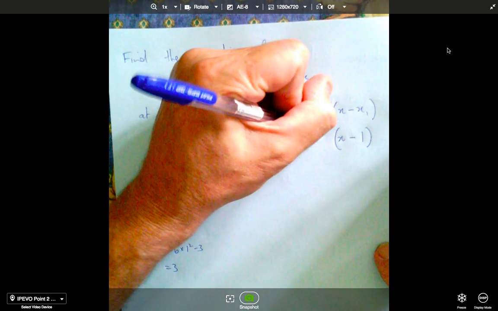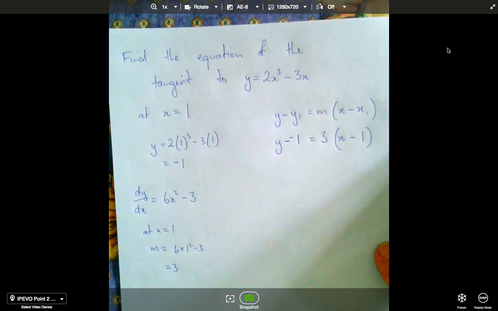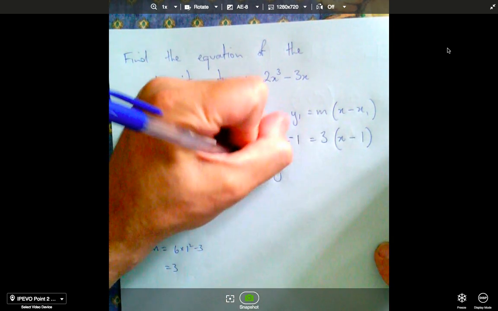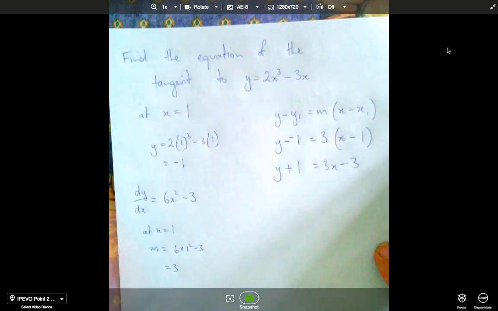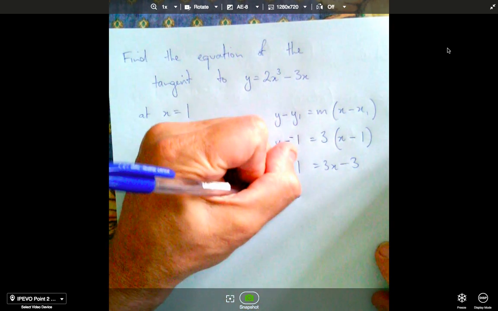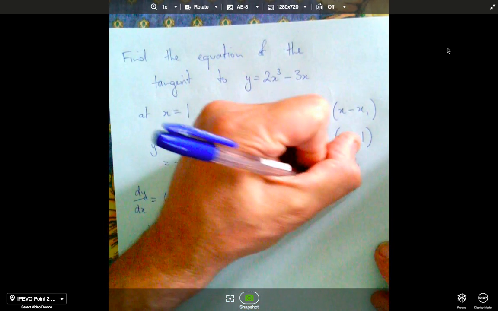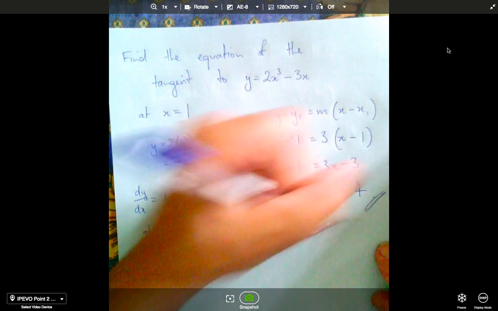So now we can put that in. And that is the equation of the tangent. We can make it a bit nicer. y plus 1 equals 3x minus 3, just expanding the brackets. And then taking the plus 1 over, we've got y equals 3x minus 4. And that's the equation of the tangent.